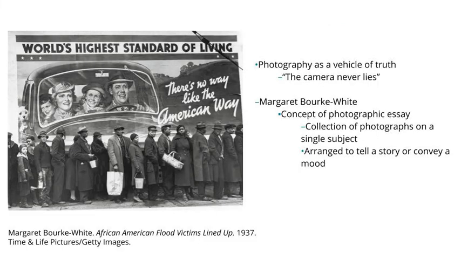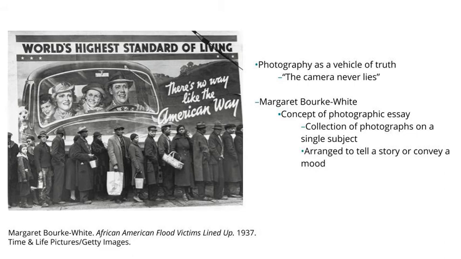Another example of photography for social change is this photo by Margaret Bourke-White. People consider photography to be a vehicle of truth. They say the camera never lies. Now, that might be changing now, which we'll get into later, but at the time, it truly was something that you just can't lie about. You could crop something, but that's about it. It had to truly be there in front of you for you to take a photo of it.